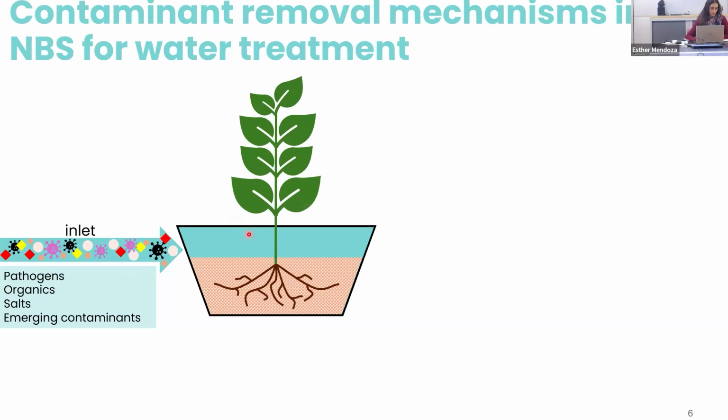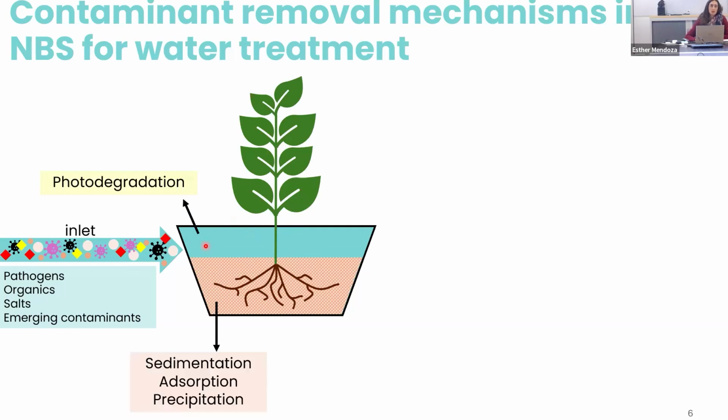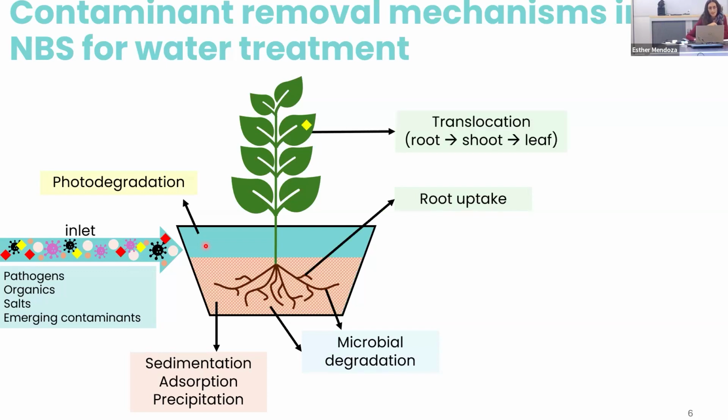So the water with the contaminants enters the system, and if the water is exposed to sunlight, the contaminants experience photodegradation. Then they can also experience sedimentation, absorption, and precipitation within the substrate. Also within the substrate, we have microbial degradation, and as well thanks to those microorganisms that are attached to the roots of the plants. Also, the contaminants can enter the plants through the root, which is called root uptake, and they can translocate. So they can go from the root to the shoot, to the leaves, to other parts of the plants. We have detected contaminants in the leaves of the plants, for example. And finally, within the plant, they can also be metabolized and further degraded.